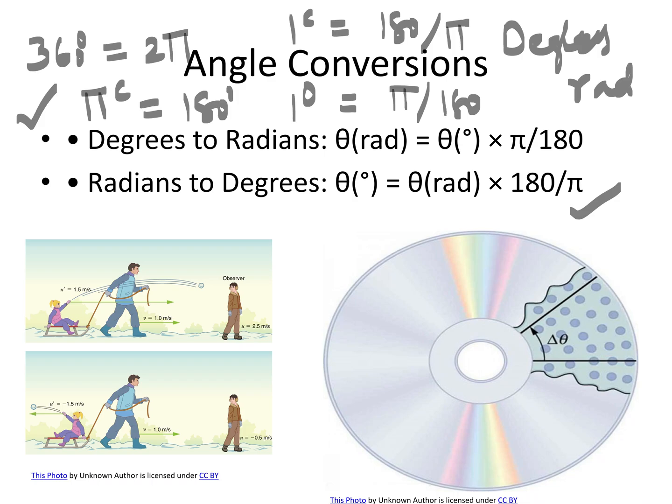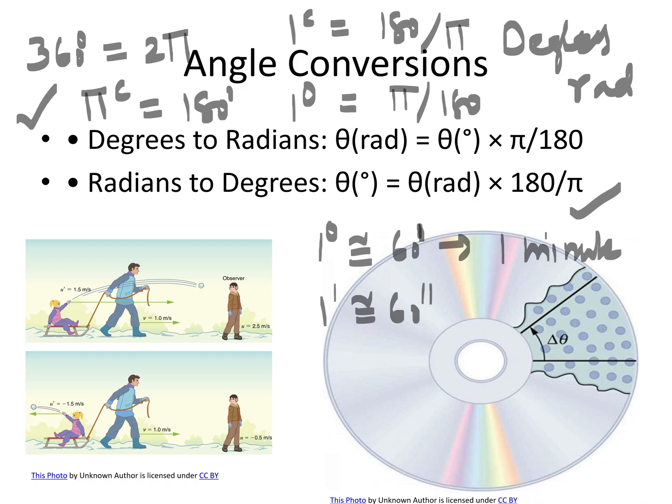And also one more thing. If I divide 1 degree into 60 parts, each one is called 1 minute, like a regular clock. If I divide 1 minute into 60 equal parts, each one is called 1 second. So 1 degree is equal to 60 minutes and 1 minute is equal to 60 seconds. These are the basic conversions in degrees.